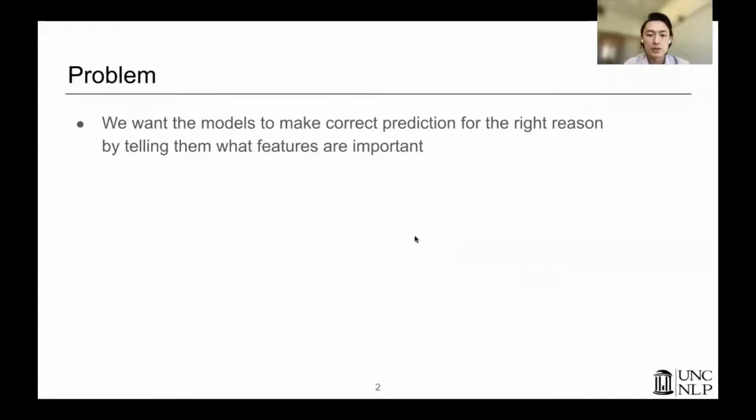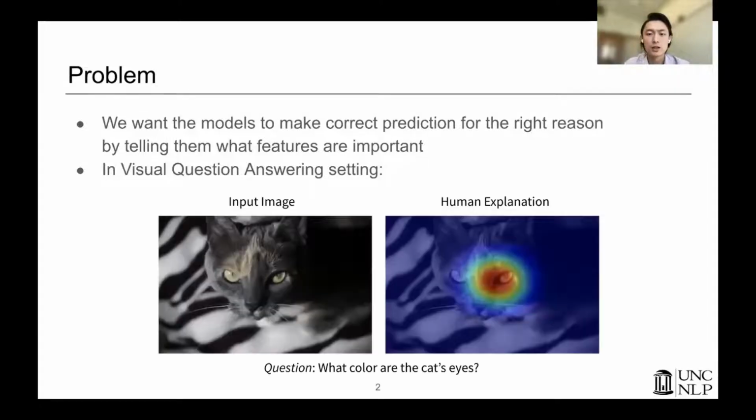The problem we're considering is to make the models give correct predictions for the right reason by telling the model what features are important through additional supervision. And we're working on the VQA setting where, depending on the question, relevant visual features of the same image can be different. Here, we have human annotations highlighting which regions of the image are important, as shown in this example.